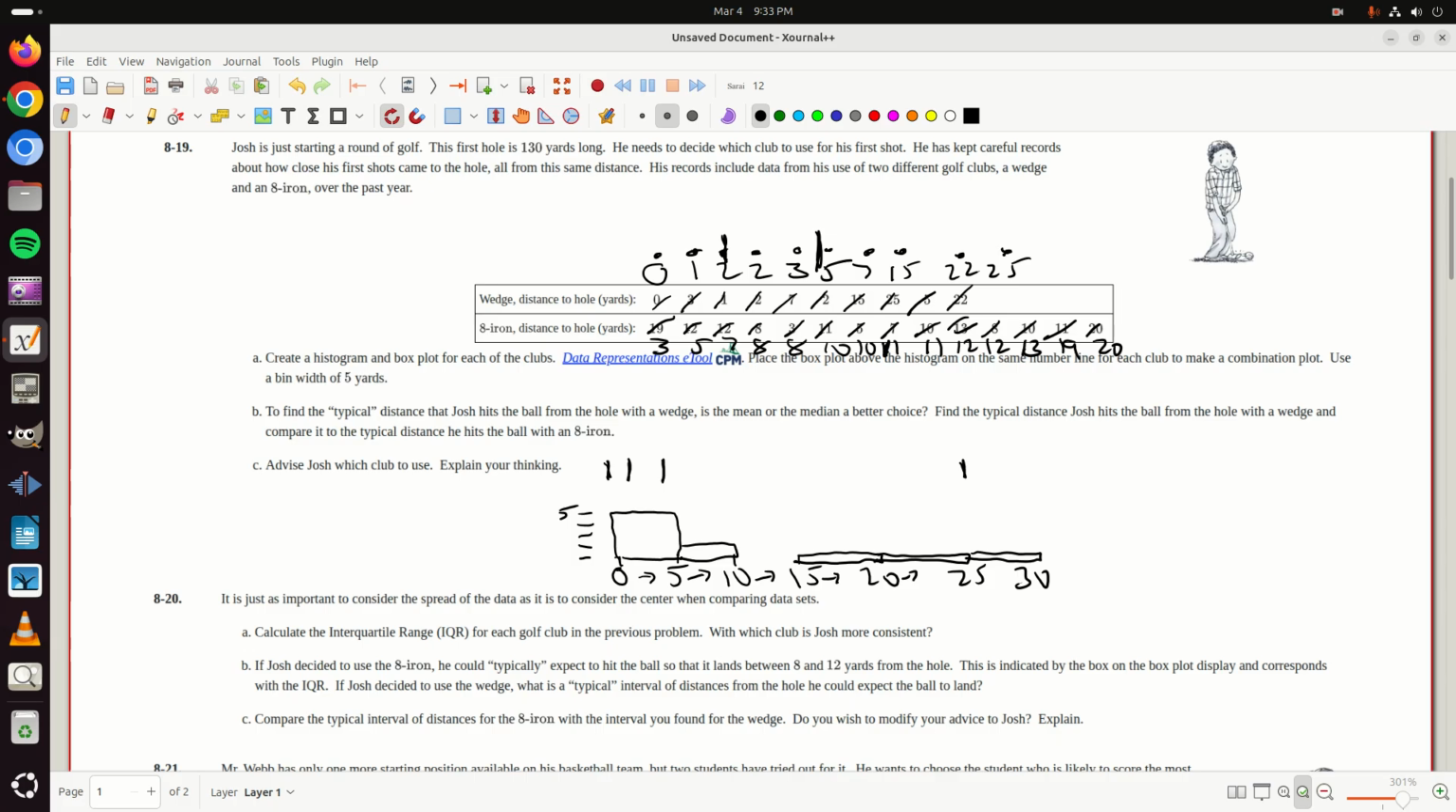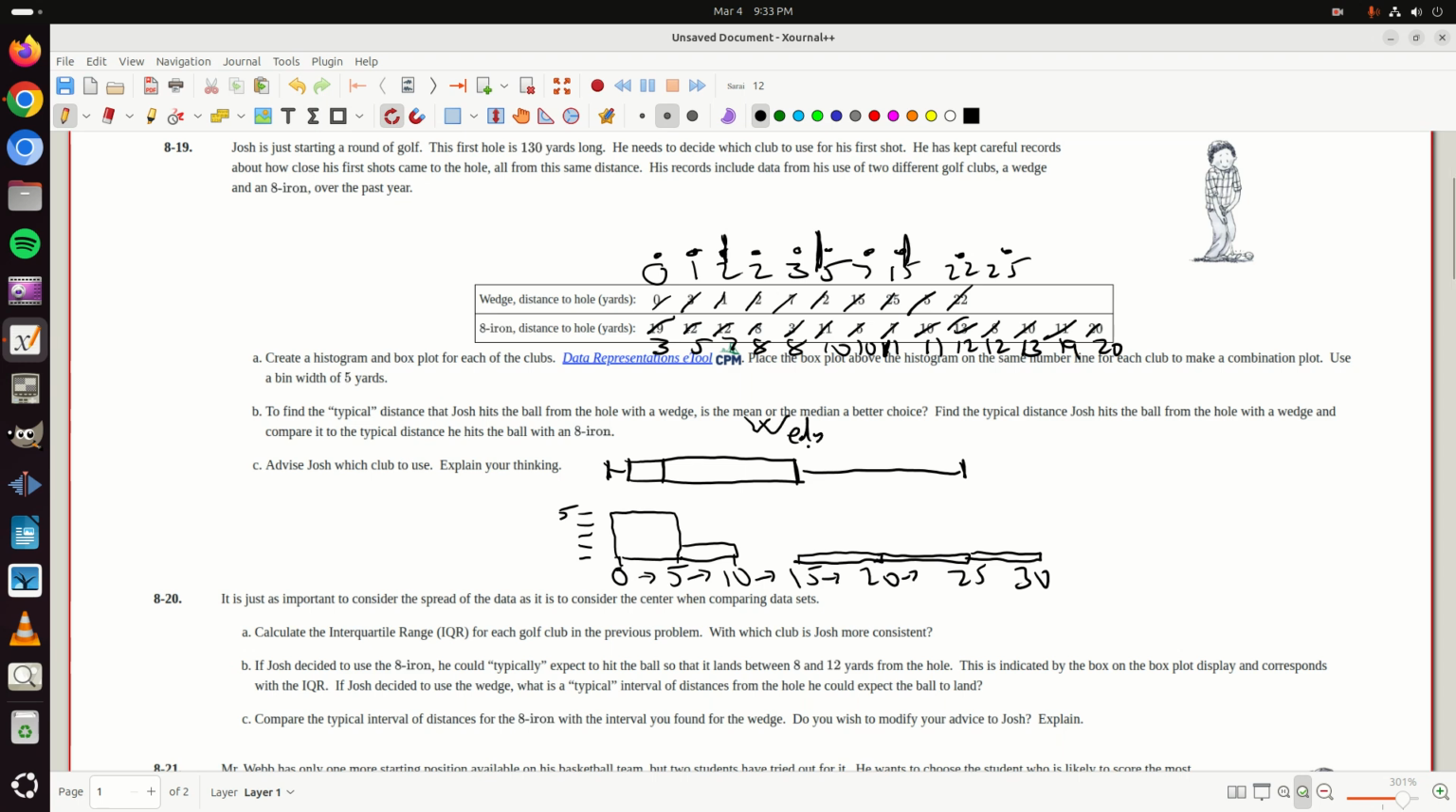And then over here, it's going to be at 15. So I'm going to go here at 15. I will go ahead and do my box and whisker plot. So that would be the one for the wedge.